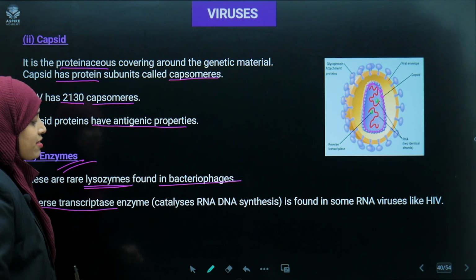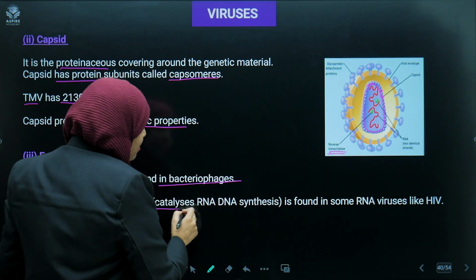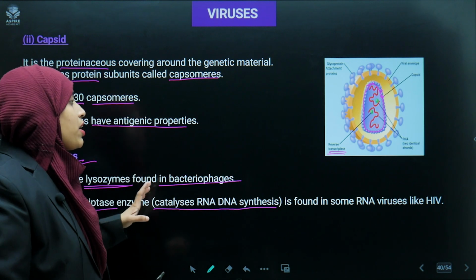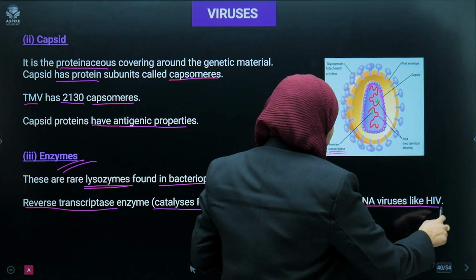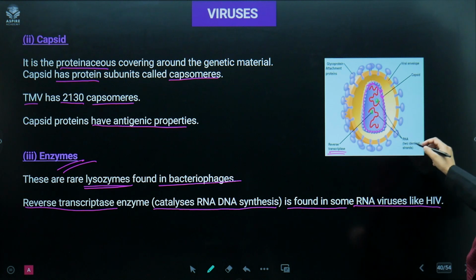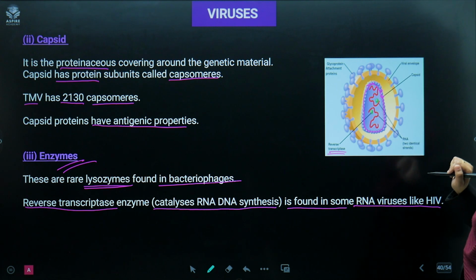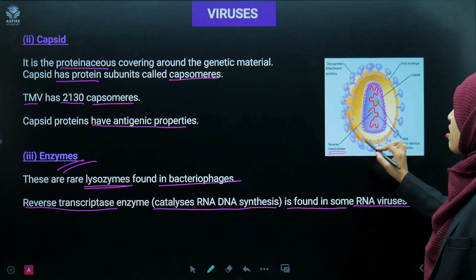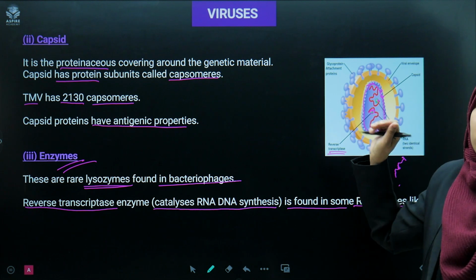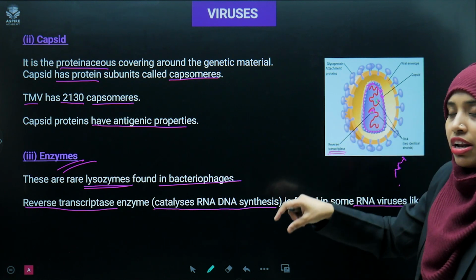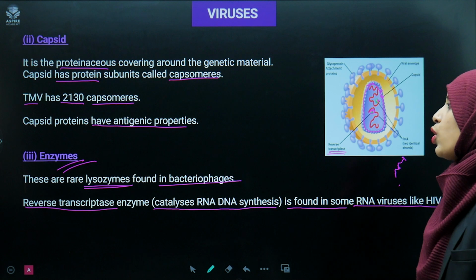Reverse transcriptase enzyme. This reverse transcriptase enzyme which you are seeing catalyzes RNA and DNA synthesis. So what is its work? To enhance DNA and RNA synthesis, and it is found in some RNA viruses like HIV. So you can see there is no DNA here; what is its genetic material? RNA. This RNA is the genetic material, and with this RNA there is reverse transcriptase enzyme present, which is catalyzing the synthesis of RNA. And if there were DNA, it would enhance the synthesis of DNA also. Now this was about the enzyme.